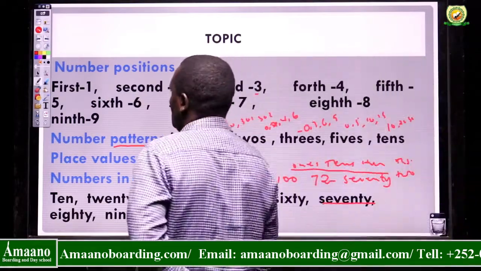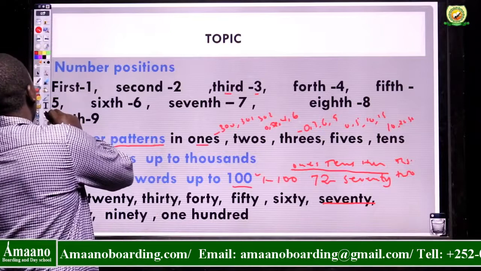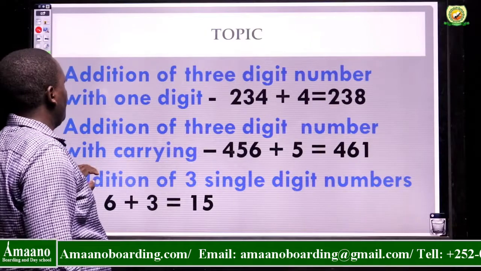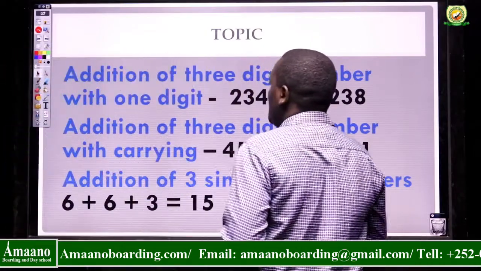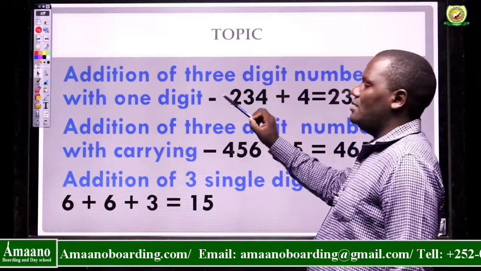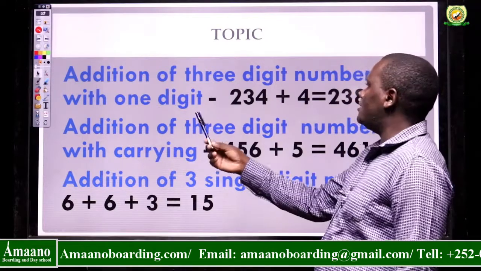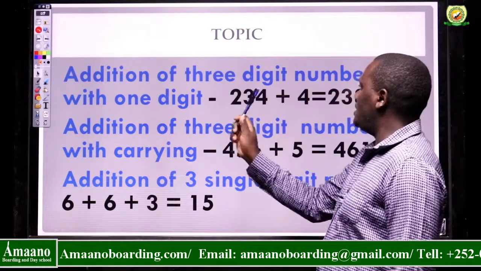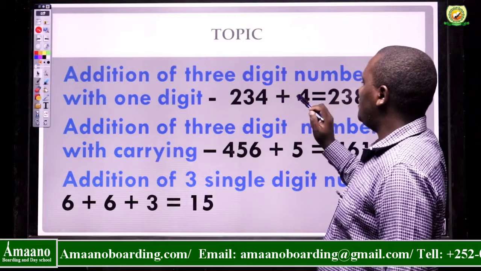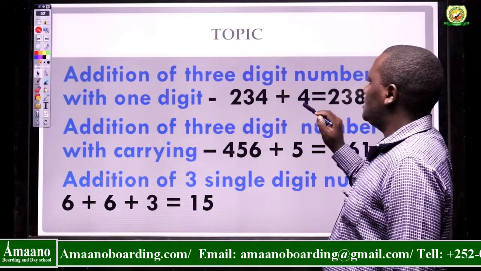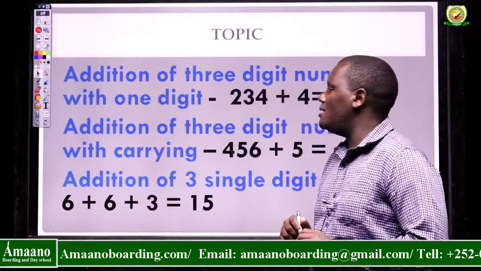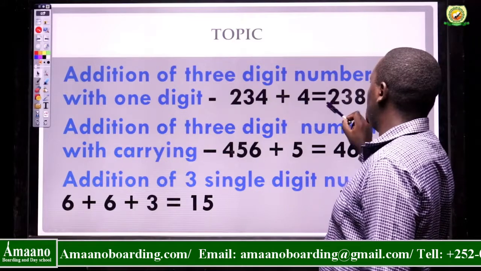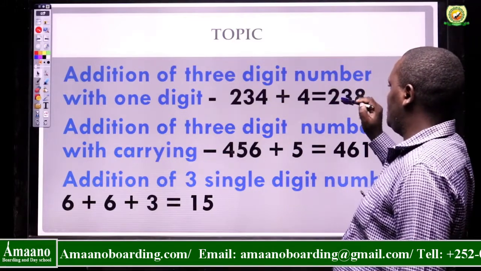Let's look at the next topic that we are going to test you on. We shall also test on addition of 3-digit number with 1-digit number without carrying. So when we add a 3-digit number by a 1-digit number, we have to start with the ones. That is, we add these numbers according to their place values. Like 4 plus 4, it's 8. This 3, I bring it here. This 2, I bring it the other side.